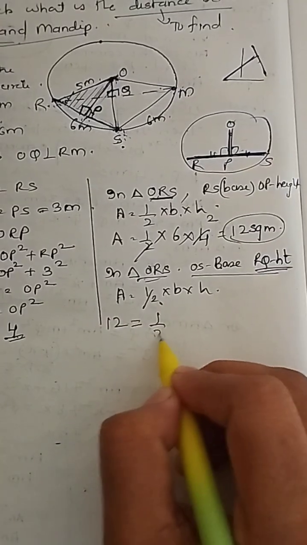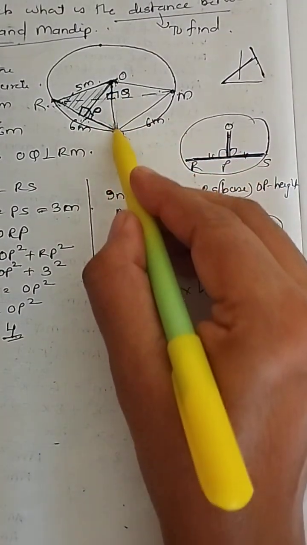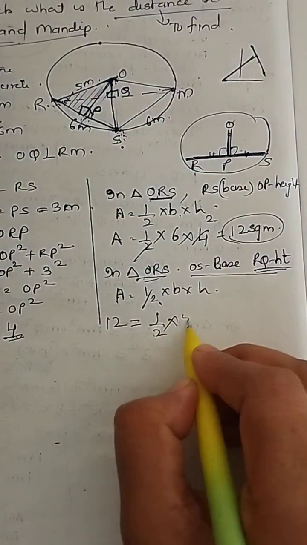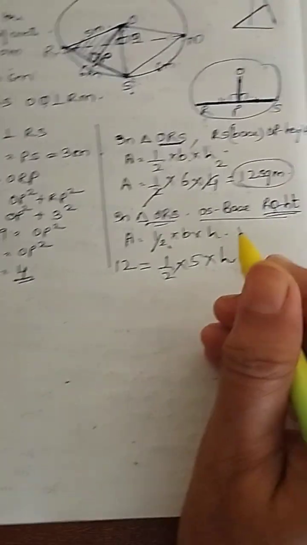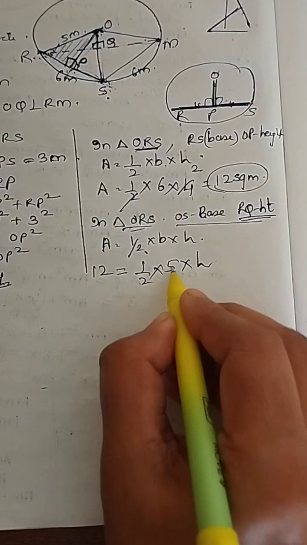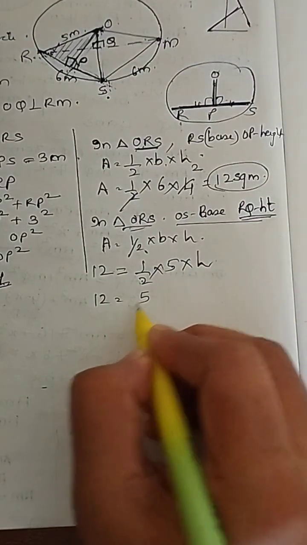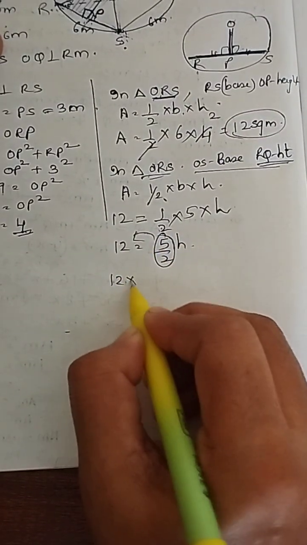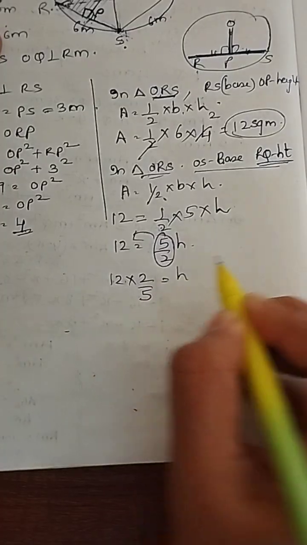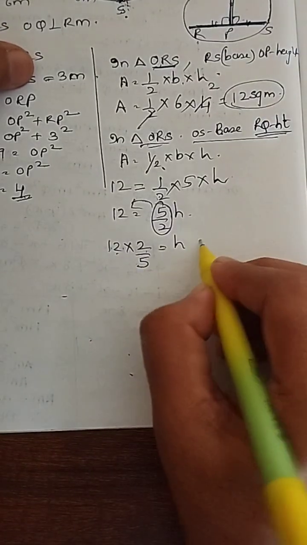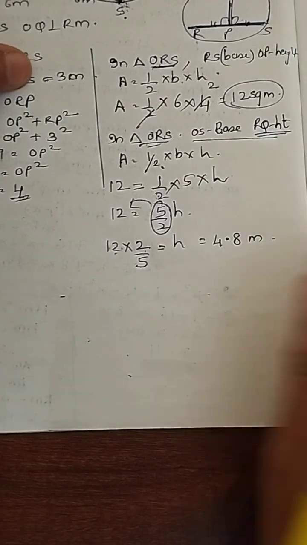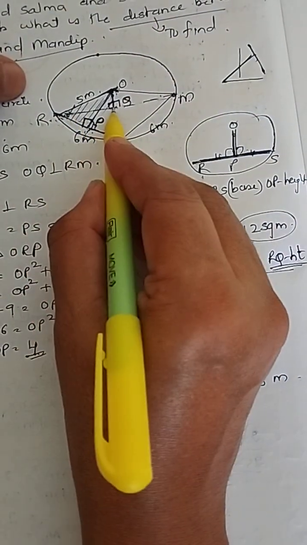So area is how much? 12. Half into base, OS, you know it is the radius, so that is 5. And height I don't know. So 12 is equal to 5 by 2 into h. I bring this 5 by 2 to this side. It comes 12 into 2 by 5 is equal to h. 24 by 5, which is equal to 4.8 meters. So this part I got as 4.8.